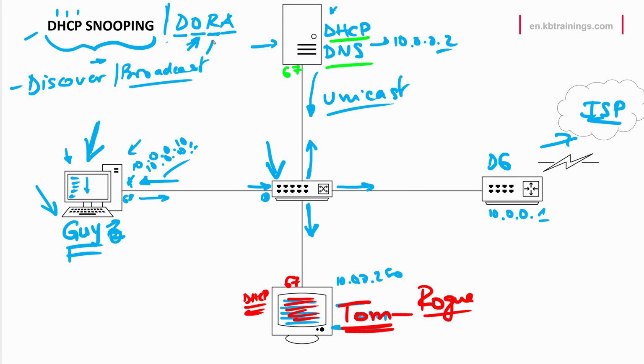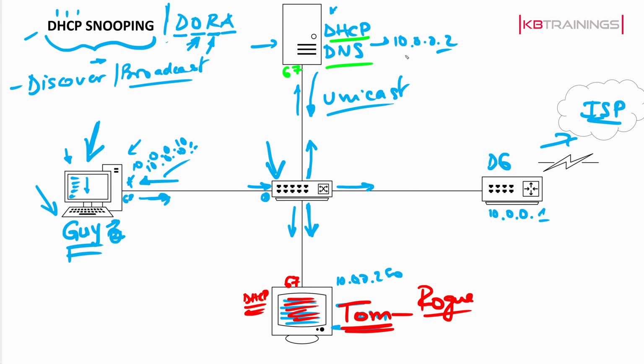And the good thing is, it's not that good of a thing, but the request is usually a broadcast as well. It's typically a broadcast. So Guy is going to send another broadcast. And by the way, I'm going to tell you what Tom is doing in the meantime. So Guy is going to send another broadcast to this server and be like, hey, send me that IP address. And of course, it's a broadcast. Tom is going to receive a copy, and the real DHCP is going to receive a copy as well.